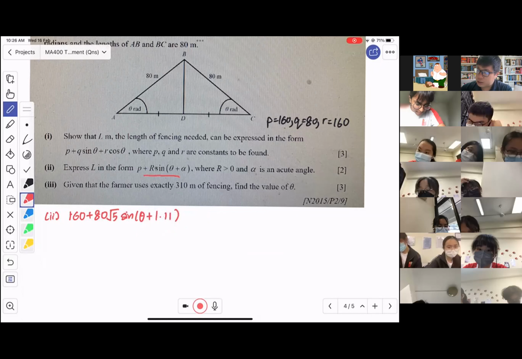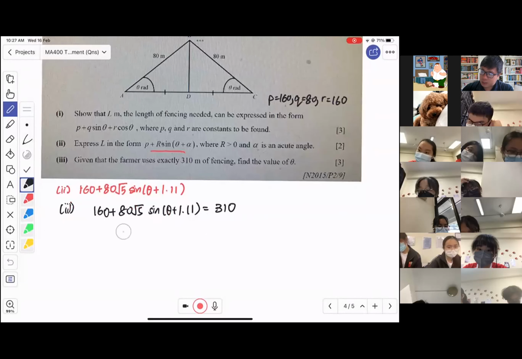So from here, if I look at this portion, because it's in radians, I want this to be exactly 310. So in part 3, we want the answer to be exactly 310. So 160 plus 80 square root 5 sine theta plus 1.11 is equal to 310. So this is how we solve the question.